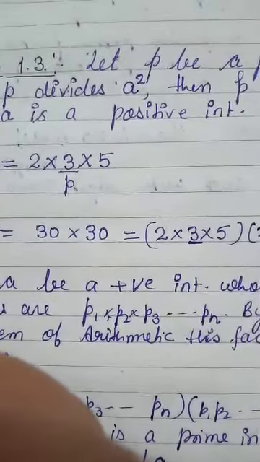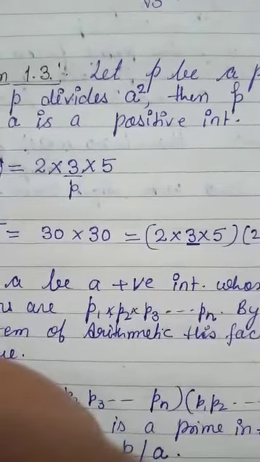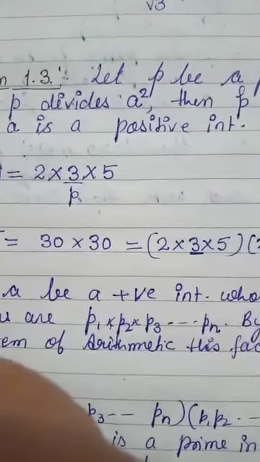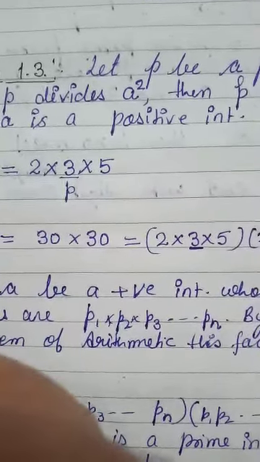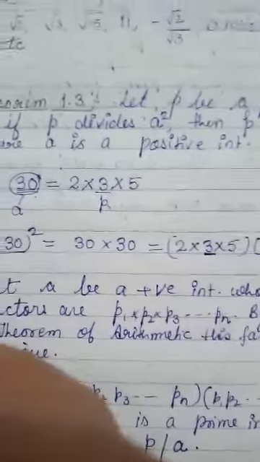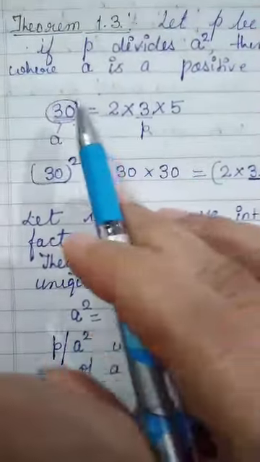What he is trying to say, अगर हमारे पास कोई P प्राइम नंबर है और वो किसी पॉजिटिव इंटीजर के स्क्वायर को डिवाइड करता है तो वो उस पॉजिटिव इंटीजर को भी डिवाइड करेगा. बिफोर अंडरस्टैंडिंग दिस थ्योरम आई हैव एन एग्जाम्पल.